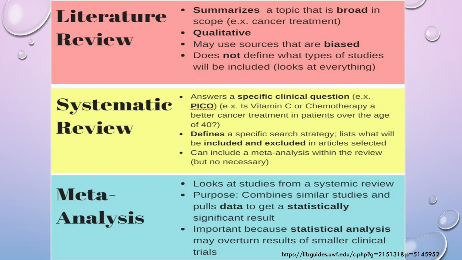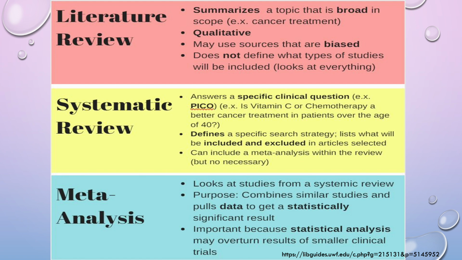So here are the most important types of reviews. The literature review summarizes a topic that is broad in scope. Example, cancer treatment. It is usually qualitative and may use sources that are biased, but does not define what types of studies will be included because it looks at everything.